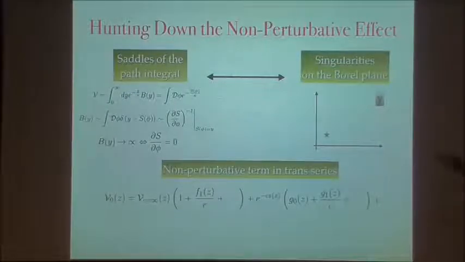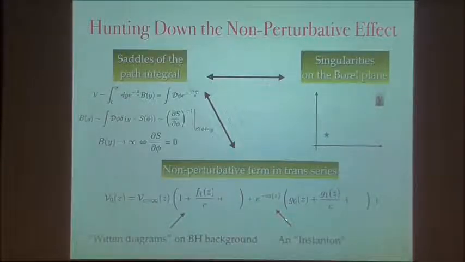Of course, another way to think about the non-perturbative physics is to write the large C expansion as a trans-series expansion, where the first piece is the black hole classical background, and these are fluctuations or Witten diagrams around this particular solution. And then you have these non-perturbative pieces, which you can think of as instantons. They're just exponentially small contributions in the trans-series. And the additional saddles of the path integral correspond to these kinds of contributions.